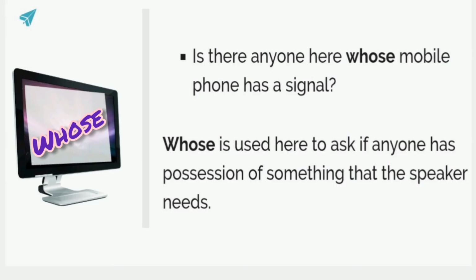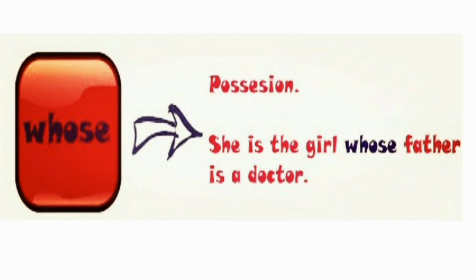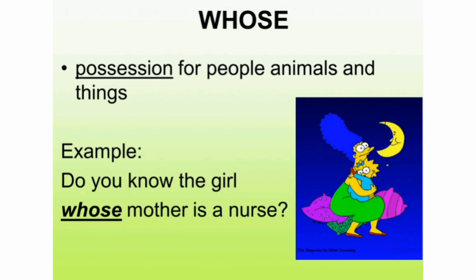Next one we are going to see is whose. Example, is there anyone here whose mobile phone has a signal? Here, whose is used to ask if anyone has possession of something that the speaker needs. That is, whose mobile phone, anyone's mobile phone, like that. Let's see in detail. We usually use whose as a relative pronoun to indicate possession by people and animals. She is the girl whose father is a doctor. Here, whose father? That girl's father. So here, whose is the possession, that is of her father.